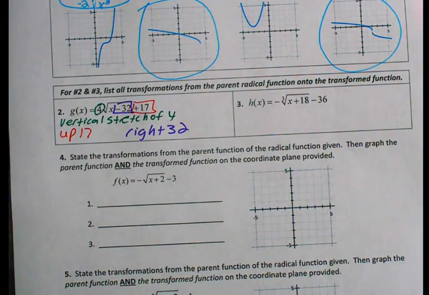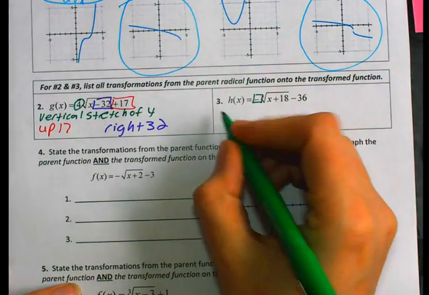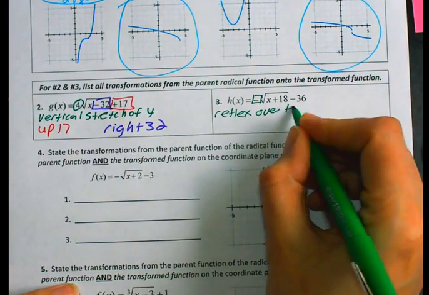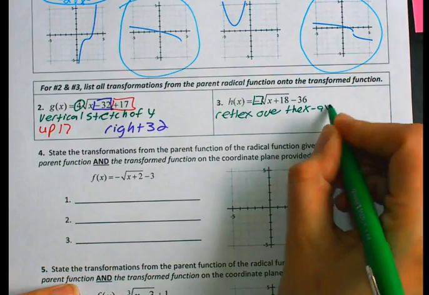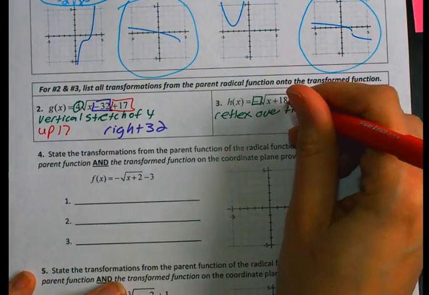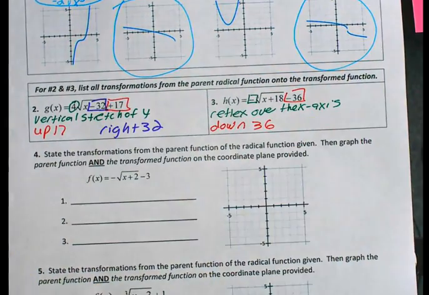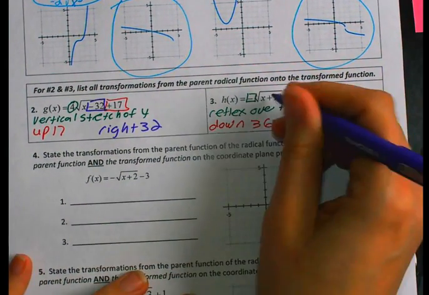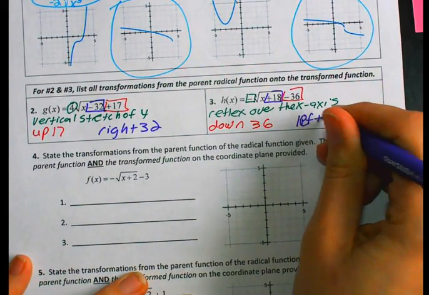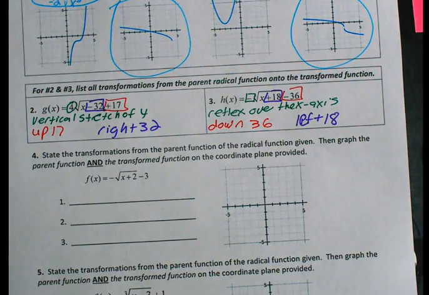All right, let's take a look at the next one. All right, the negative up front means a reflection over x, the x-axis. Negative 36 back here means down 36. And then we have inside plus 18, which means insider's lie, to the left 18. Okay, so each of those things are just telling you what the transformation is. Let's take a look at the next one.